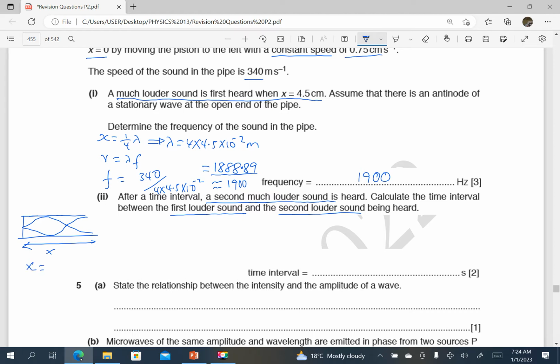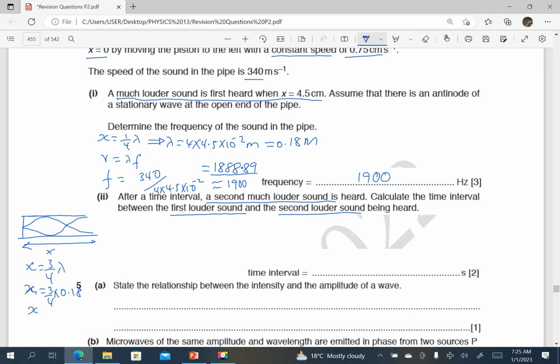So this means x is equal to 3 over 4 lambda, which means that x here, because we already know the wavelength is 4 times 4.5 times 10 power negative 2. By the way, this is 4 times 4.5, so this is 1.8 times 10 power 1, or 0.18. Let me just write 0.18 here. That was the wavelength. So this is going to be 3 over 4 times 0.18, so that is times 3 divided by 4.